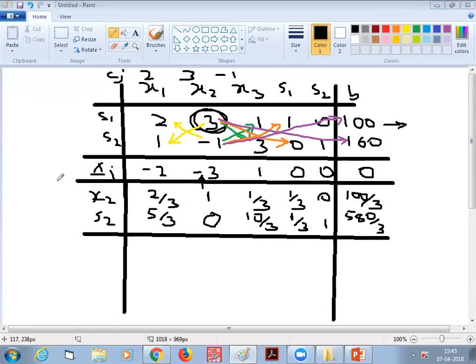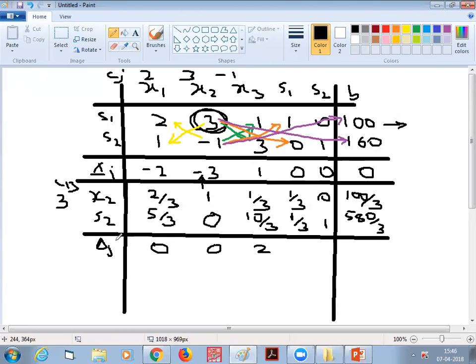Okay. Now, let's get our CB. What is our CB? Well, only X2 has a coefficient, and that coefficient is 3. So let's find out delta J. Okay. So 3 into 2 by 3 is 2. 2 minus 2 is 0. Oh, it's going to be optimal, I think. Okay. 3 into 1 is 3. Minus 3 is 0. 3 into 1 by 3 is 1. Minus 1 is 2. Oh, it's optimal already.